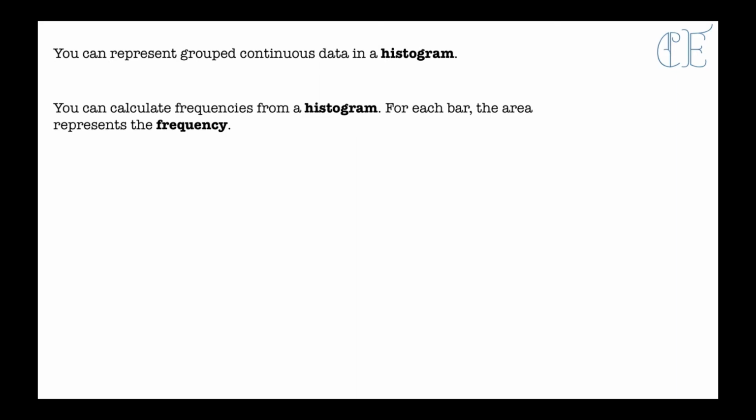Now, you can calculate frequencies from a histogram, and frequencies are just how many times something happened. So for each bar, the area represents the frequency. So you need to work out the area of the bar in order to work out how many times something happened. In order to work out the area, or the frequency, we do the frequency density times the class width. Now the class width will be on the bottom of your axis, so on the horizontal axis, and the frequency density will be on the vertical axis.